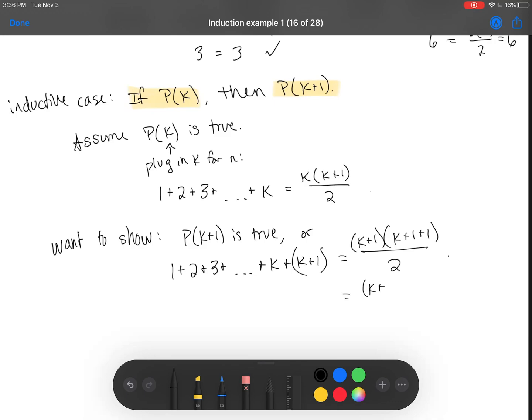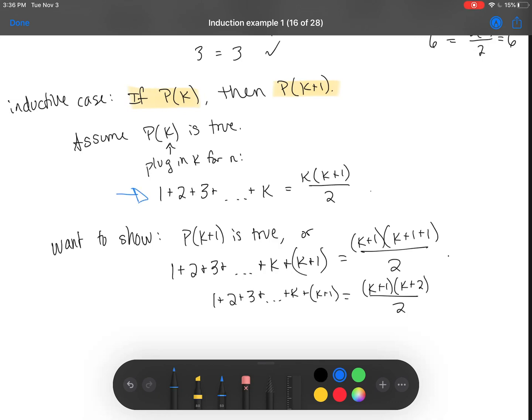Which of course looks a little bit silly, because normally we would write that as k plus 1 times k plus 2 over 2. So of course not changing what's on the left. Okay, so this is what we want to show. Well, we can't start with what we want to show.